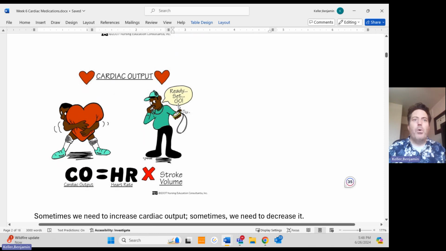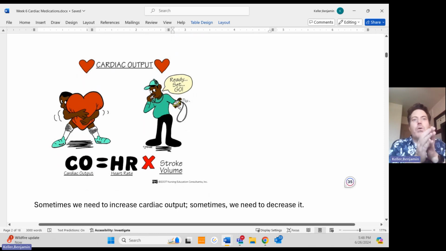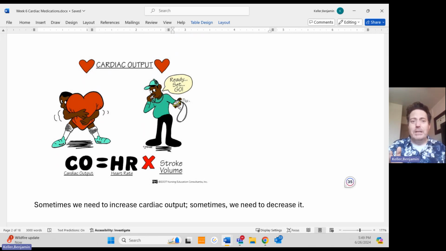So now we have cardiac output. Cardiac output is equal to your heart rate times your stroke volume. Your stroke volume is on average about 70 milliliters. So for easy math, let's say my heart rate is 100 beats per minute, and I am pushing out 70 milliliters. That means I'm pushing out about 7,000 milliliters. Is that right? Did I do that math right? Yeah, I think so. In a minute.